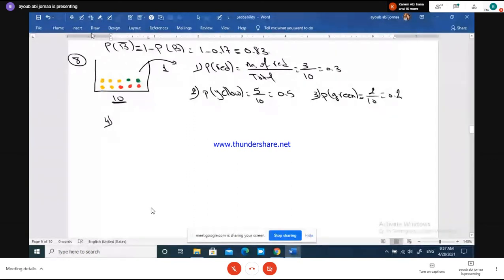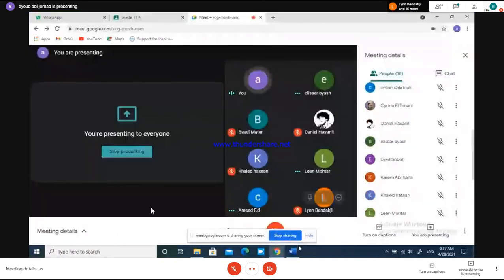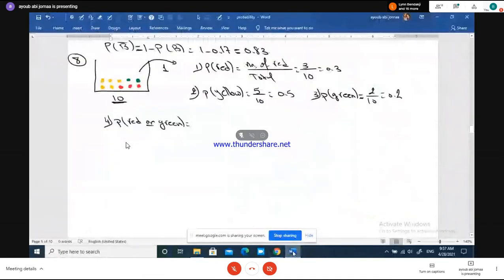Probability of red or green. Probability of red or green. Yes, the union. Green. Okay, continue. Now we have the probability for red and the probability for green.